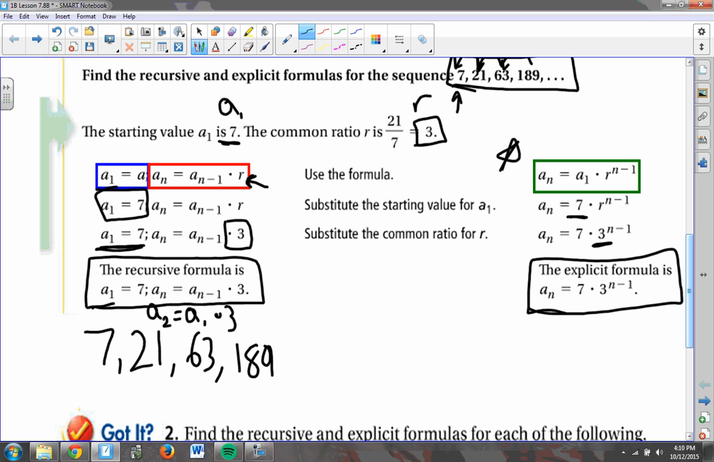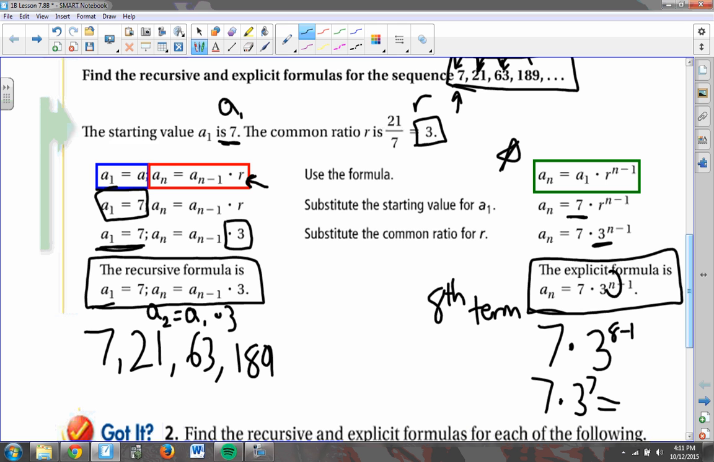So if I wanted, say, the 8th term of that sequence, I would do 7 times 3 to the 8 minus 1, which is 7th power. 7 times 3 to the 7th power. Do that on your calculator to find out what that is. I'm not going to take the time to do it now, but that's how you would find the 8th term. Just put the 8 in where n is right there.